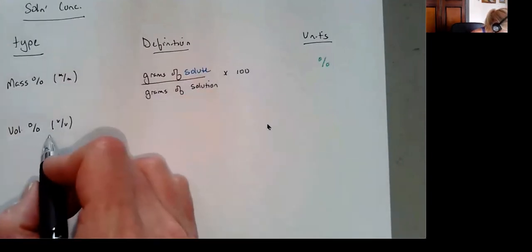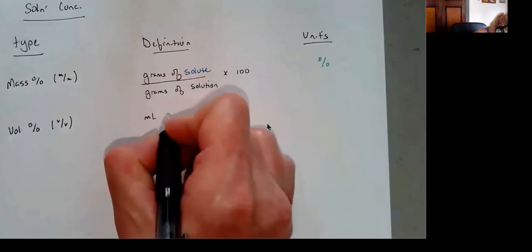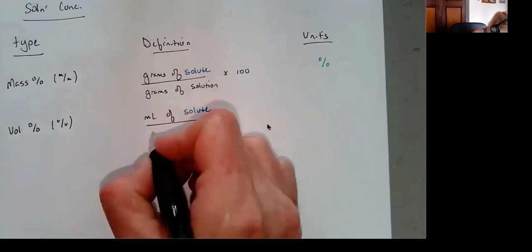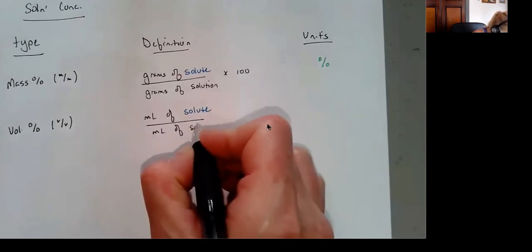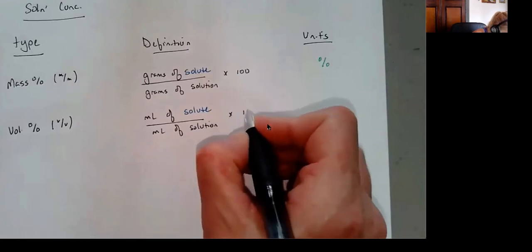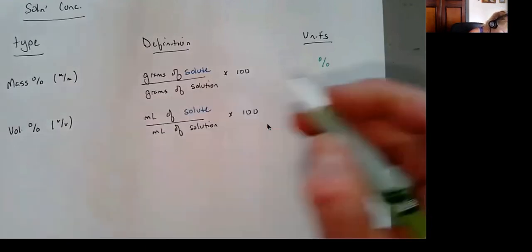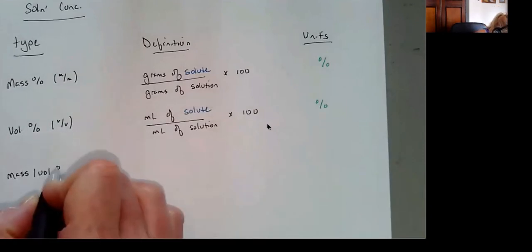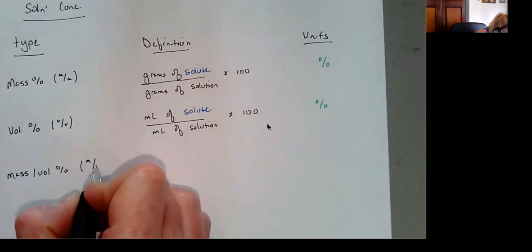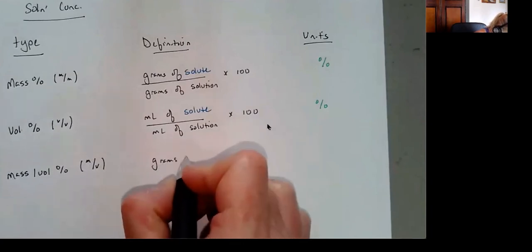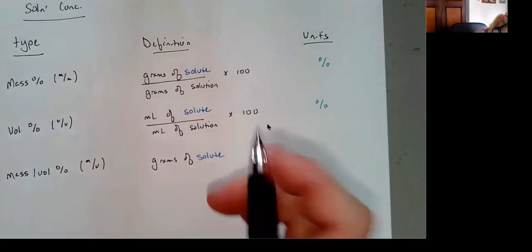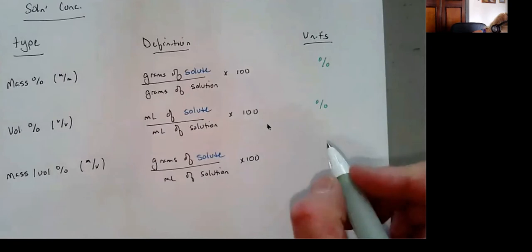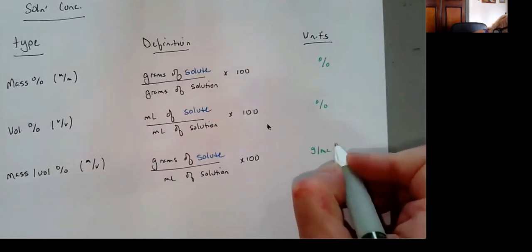Volume percent, and oftentimes you'll see this written as m/m and volume as v/v, just to note that your units are going to be different. This is milliliters of solute. Notice solute's always in the numerator, over milliliters of solution. And it's a percentage, so I'm going to multiply by 100. That means my units for this are percentage. I can also have mass volume percent. Here I have mass over volume, so grams of solute over milliliters of solution times 100.